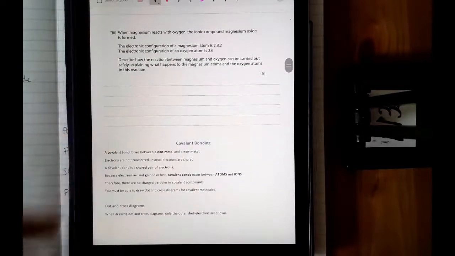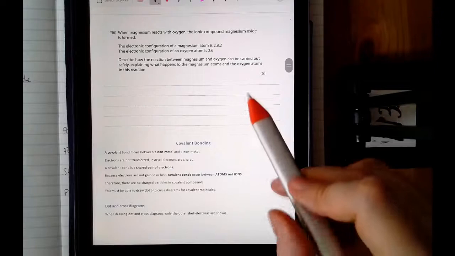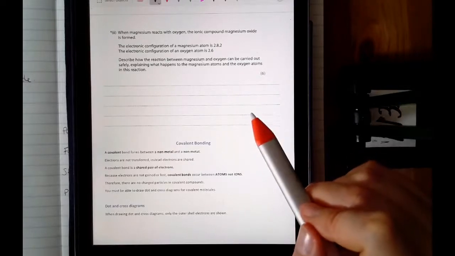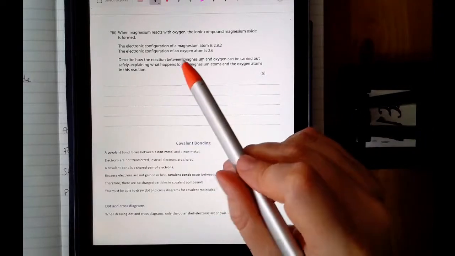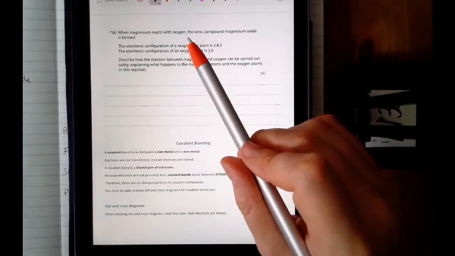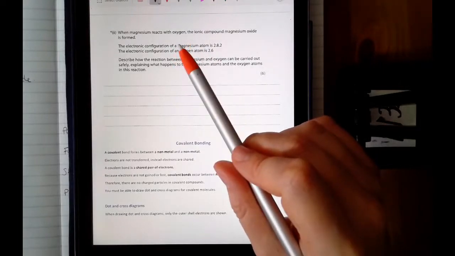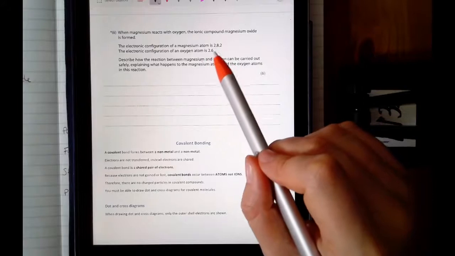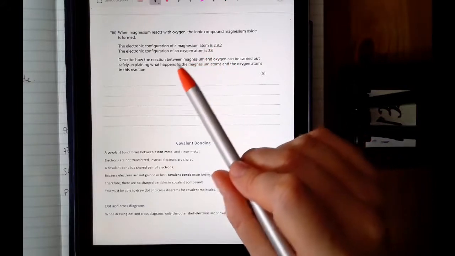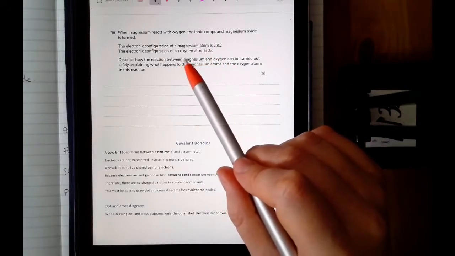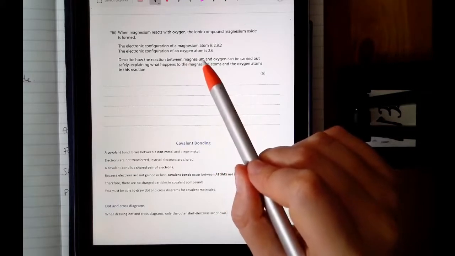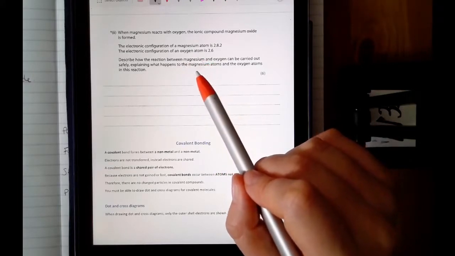There's one other question that I want you to have a go at. This is a 6-mark question, and you have to put all of your knowledge of ionic compounds together. It tells you that magnesium reacts with oxygen to form magnesium oxide, and it gives you the electron configuration of magnesium and oxygen. It wants to know in terms of electrons how magnesium and oxygen react.